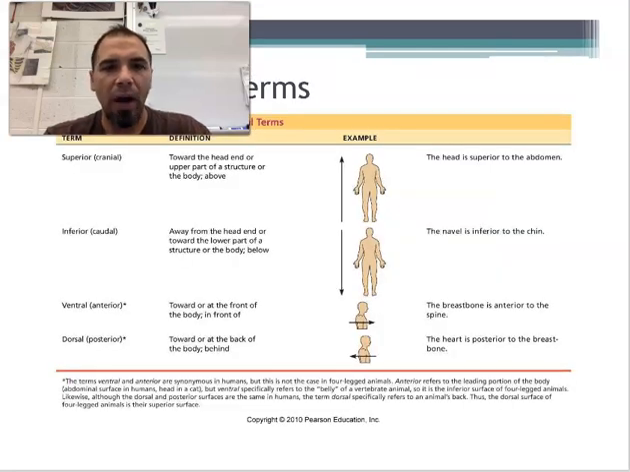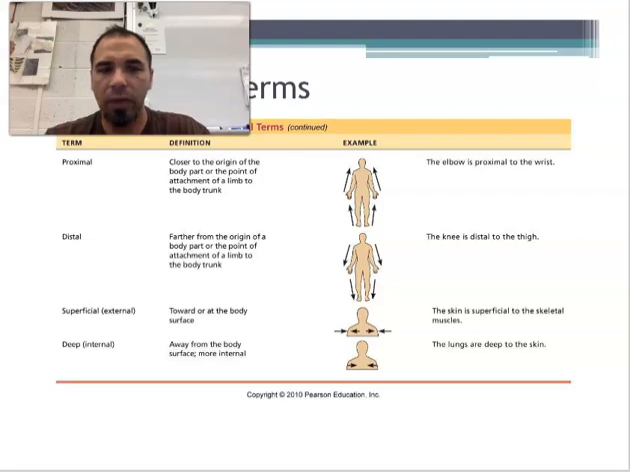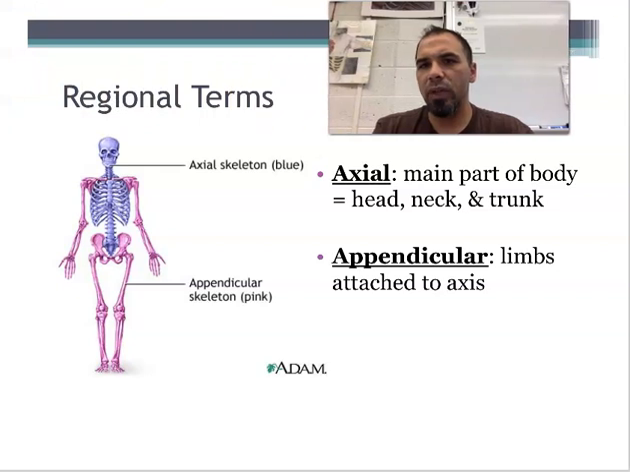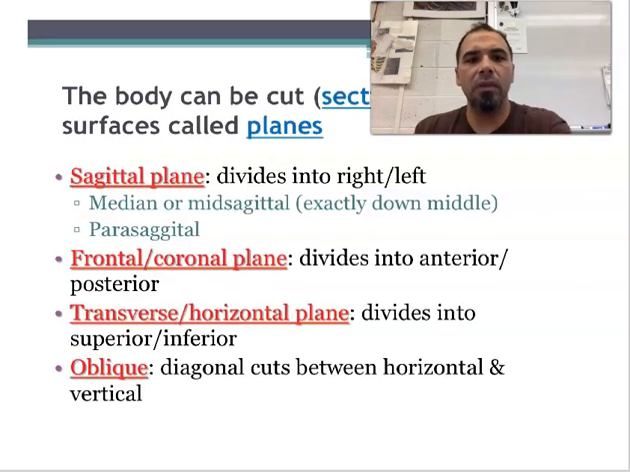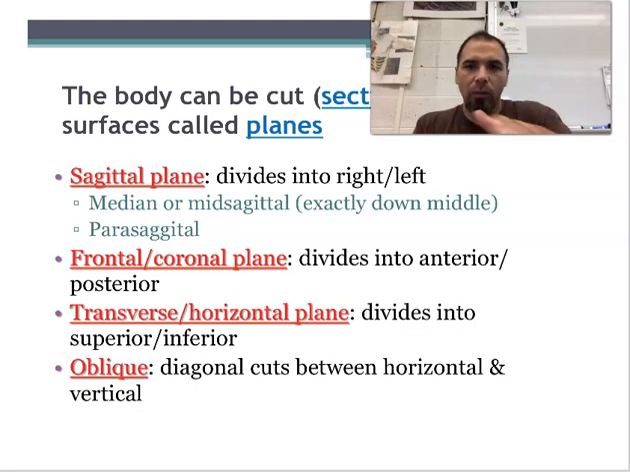Here's more review. You can pause these and look at them, but these just give you the terms, definition, and example. I'm not going to spend a lot of time on these because I'm trying to keep these videos shorter. Regional terms: I already talked about axial and appendicular. Axial is anything running along the head and neck. Appendicular is your limbs. These are your planes: sagittal, left and right. Median or mid-sagittal is right down the middle. Frontal, coronal, anterior, posterior, front and back. Transverse, horizontal, superior, inferior, and oblique is at an angle.